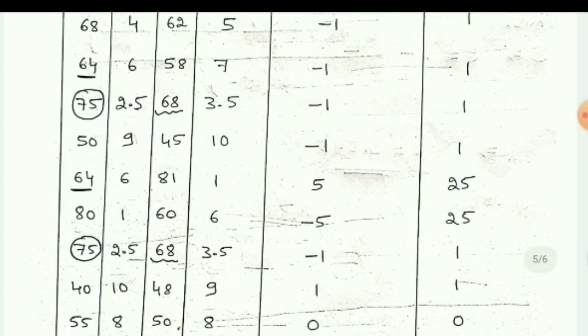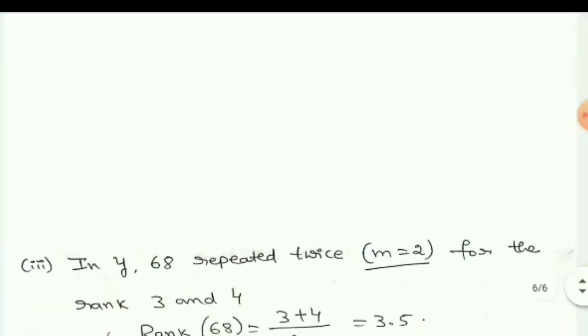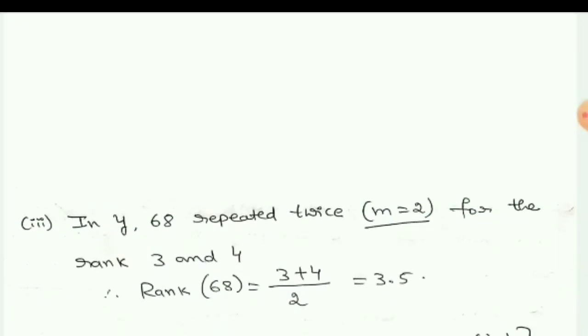What is the highest number? 81, right? First rank. What is the second rank other than 81? 70, second rank. Third rank, which one? Actually 68, but repeated twice. So third and fourth rank we have to take for 68. So take the average of 68. It has to take third and fourth rank. So 3 plus 4 by 2, 3.5. So wherever you have 68, take the rank as 3.5. And here it is repeated twice. So m equal to 2.